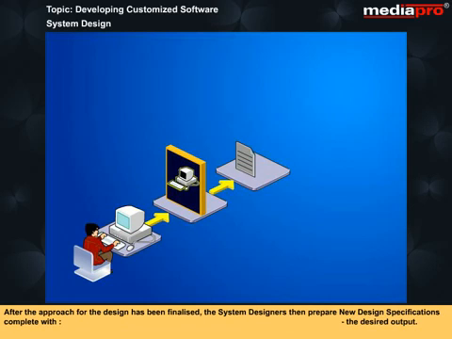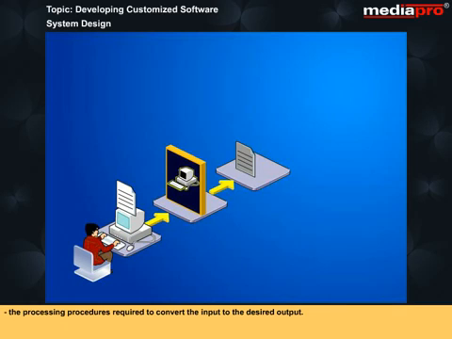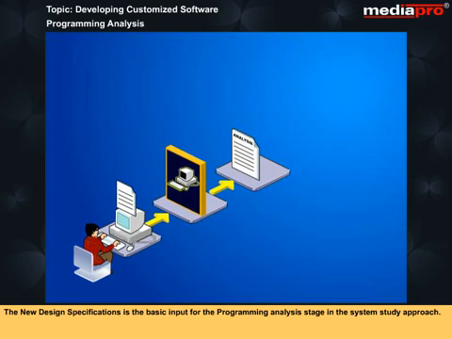After the approach for the design has been finalized, the system designers then prepare new design specifications, complete with the desired output, the required input, and the processing procedures required to convert the input to the desired output. The new design specifications is the basic input for the programming analysis stage in the system study approach.